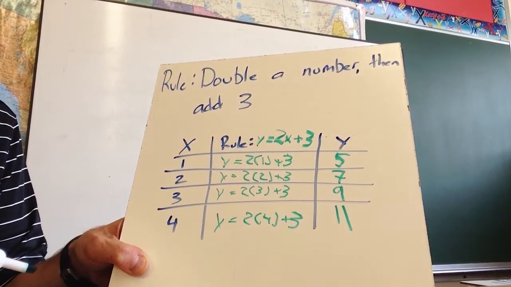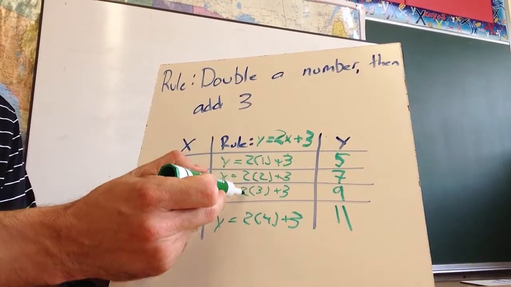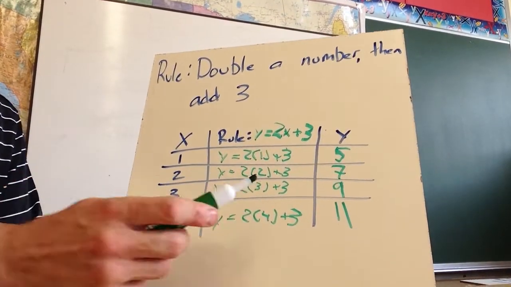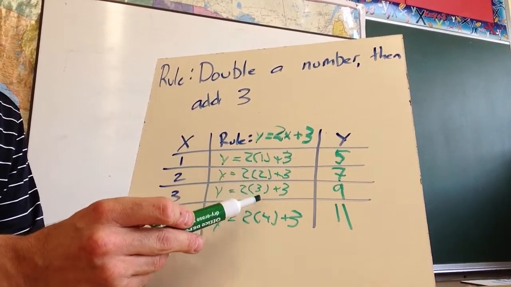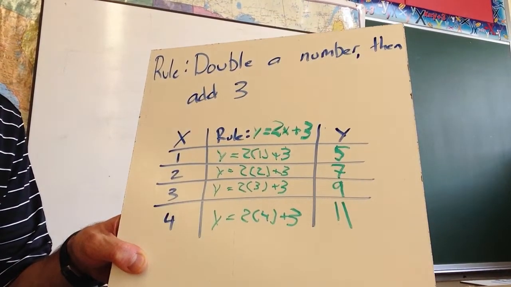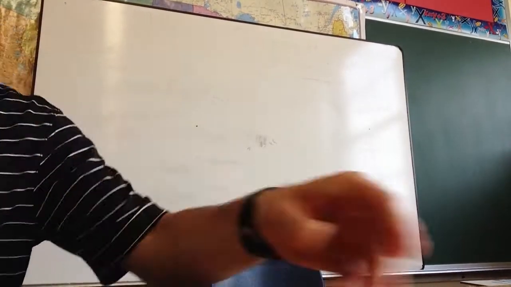Now one thing I want to make sure that you notice is that these 2's and these 3's never change. They're called constants, whereas this number, 1, 2, 3, 4, is what's being substituted in for the x, which is why we call it a variable. All right, now I'm going to have you practice one.